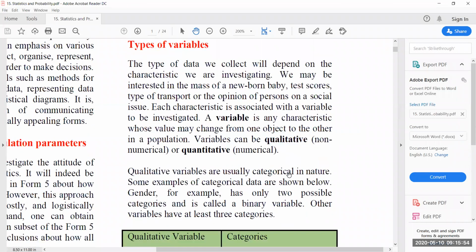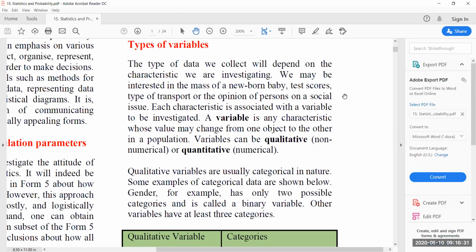Types of variables. The type of variable we collect will depend on the characteristics that we are investigating. We may be interested in the mass of a newborn baby. You might be interested in test scores, the type of transportation, or the opinions of persons on a social issue. Each characteristic is associated with a variable to be investigated. So what is a variable? A variable is any characteristic whose value may change from one object to another in a population.